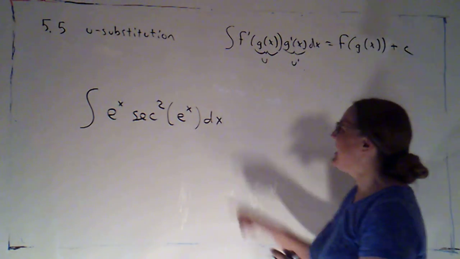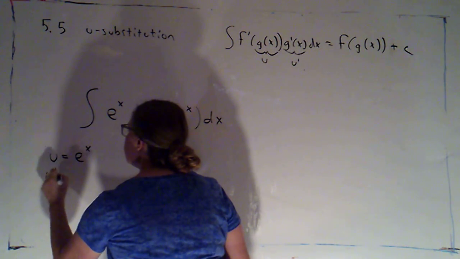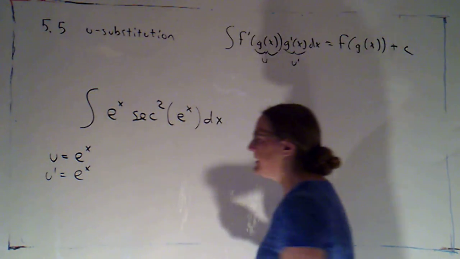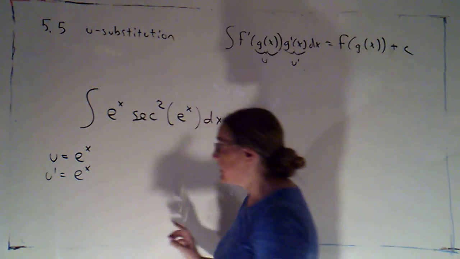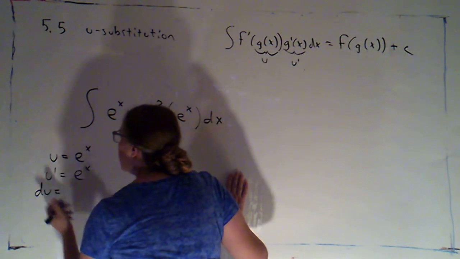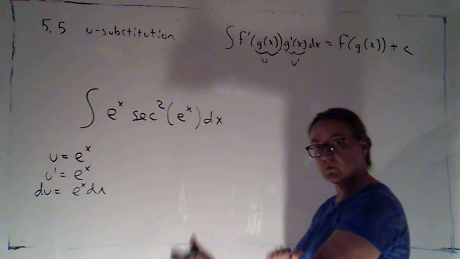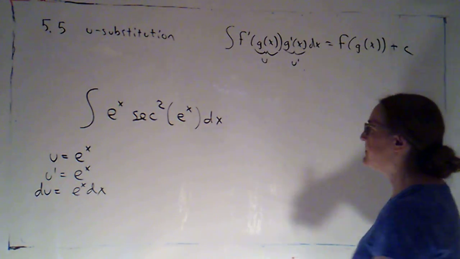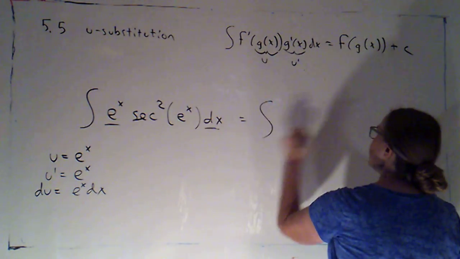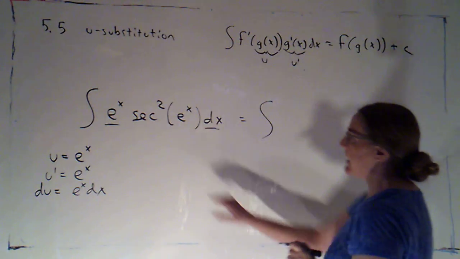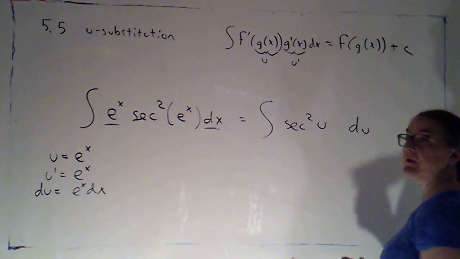Welcome back. We said our inside part was e to the x. If this is going to work, I'm going to need to have the derivative, u prime, e to the x hanging out, and I do. And so then du is going to be e to the x dx. It's always just the derivative times a dx. So this piece and this piece together consolidate to become a du. And then this becomes my integrand, secant squared of u.